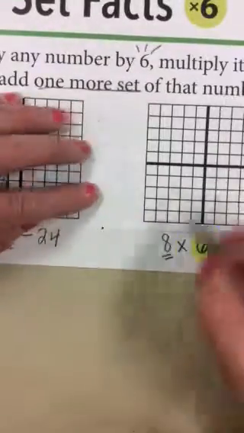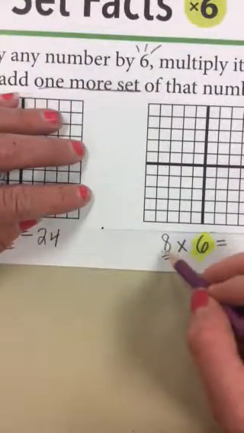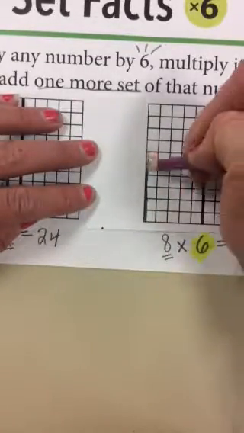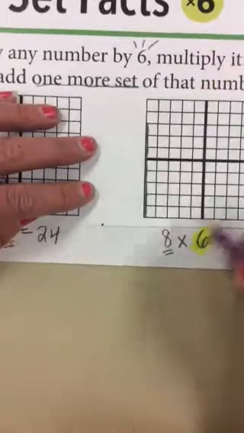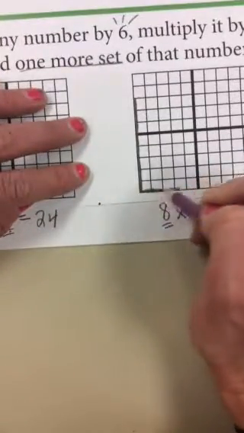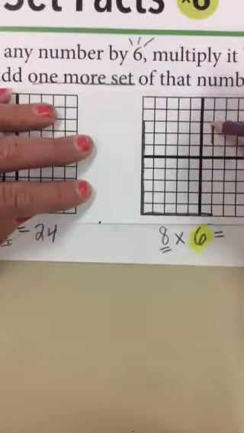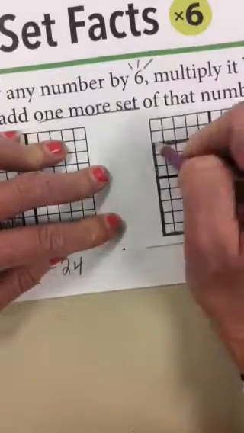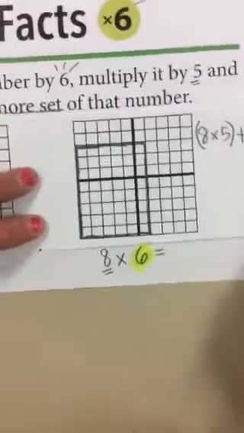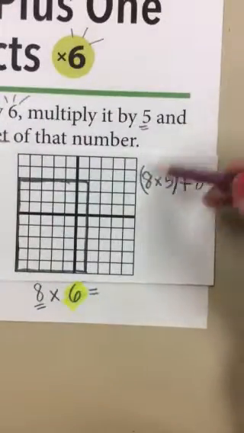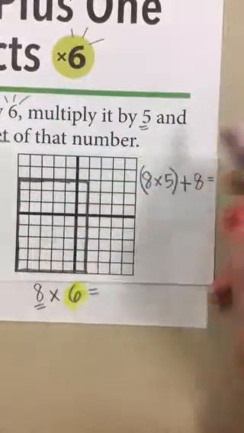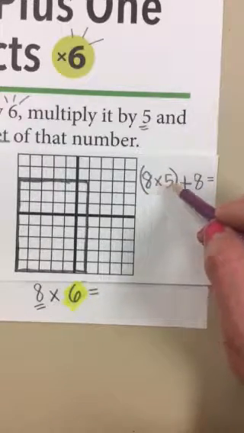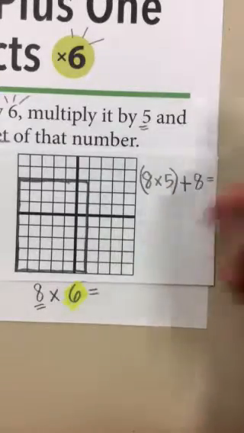So, let's see the picture. What am I going to outline? 8 rows. So, I have my 5, 6, 7, 8. And I have my 6 columns. Get that all outlined. And remember, we're not going to shade it in yet. We're going to strategically shade it so we see our groups. So let's look in our array and find our 8 rows by 5 columns.